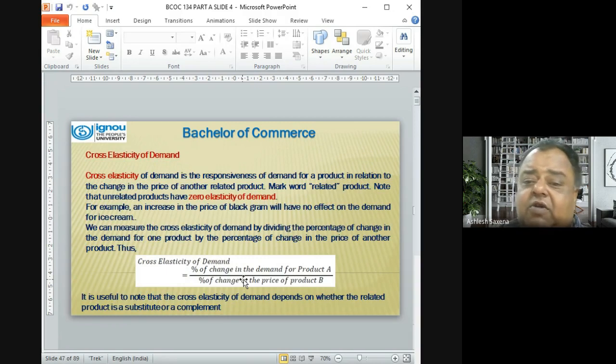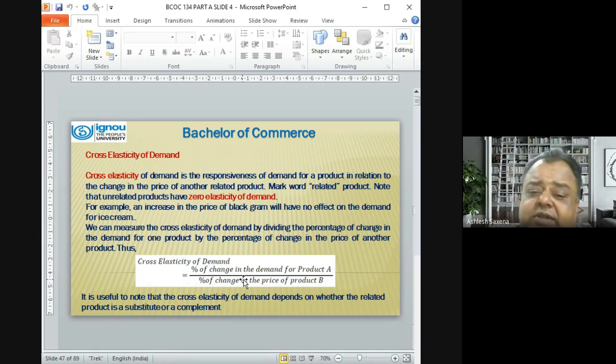Then comes your cross elasticity of demand. Cross elasticity of demand is the responsiveness of demand for a product in relation to the change in the price of another related product. Mark the word related. Note that unrelated products have zero elasticity of demand. For example, an increase in the price of black gram will have no effect on the demand of ice because that does not have any relation.